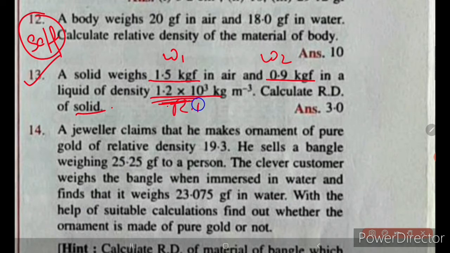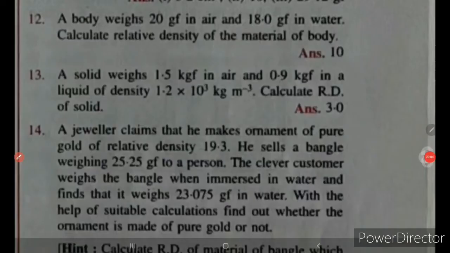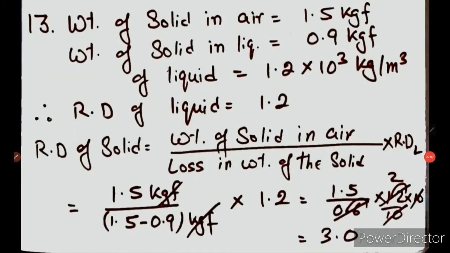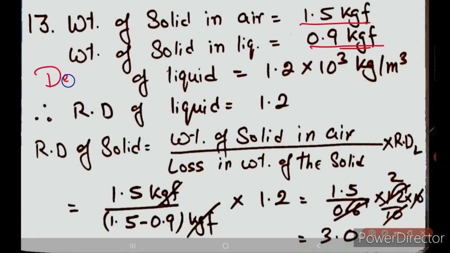Here we can calculate the relative density of the liquid also, which we might need while solving. So okay, let us go to its solution. Coming to the solution of number 13, the things given to us: weight of the solid in air, which is 1.5 kilogram force, weight of the solid in liquid, which is 0.9 kilogram force. Then this is the density of the liquid. I have forgotten to write density. Density of liquid is equal to 1.2 multiplied by 10 to the power 3 kilogram per meter cube.